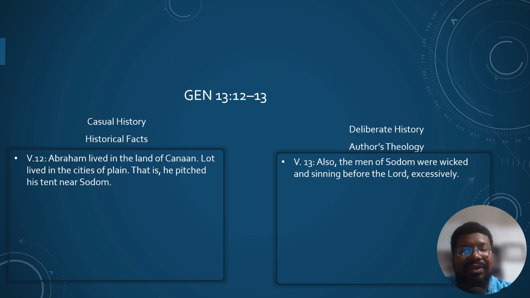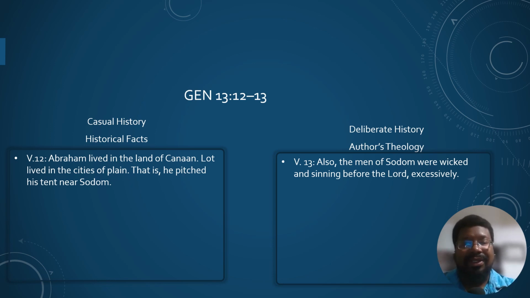So then in verse 13, also the men of Sodom were wicked and sinning before the Lord excessively. So the connection you're supposed to make here is that Lot, pitching his tent near Sodom, is pitching his tent near the people who are wicked and sinful. That's the deliberate point. That's very clear on the surface that the author is trying to make from this text. So they gave you that background information. They said that Abraham and Lot are separated. That's most important there.